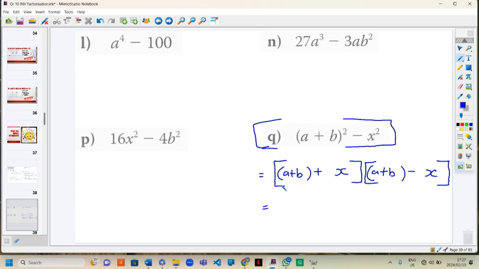I multiply it out. There's a little positive in front of this bracket. Positive times a is positive a. Positive times b is positive b, and it's a plus x.